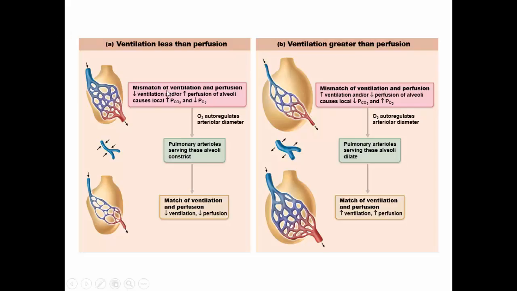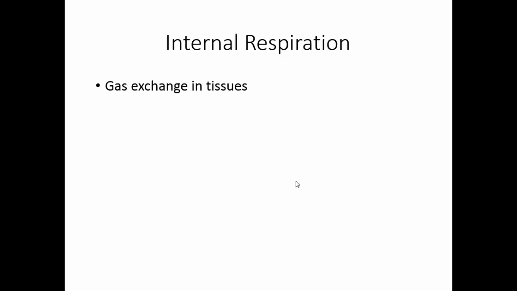Here you see the mismatch of ventilation and perfusion. If ventilation is low, or perfusion of the alveoli is high, this will not allow for an efficient exchange. So we decrease the pulmonary arterioles, sending less blood to these alveoli. Over here, ventilation is greater than perfusion. We're going to open up the blood vessels to allow more blood to come to this area where there is more oxygen. Internal respiration is the exchange of gases in the tissue.